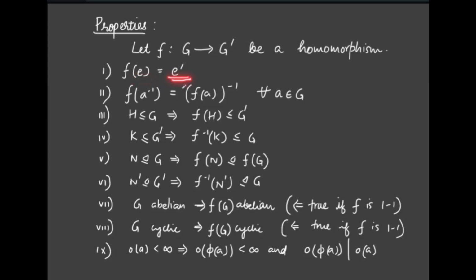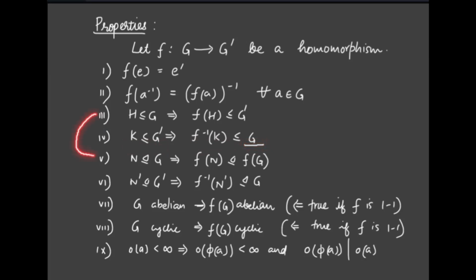f(e) = e'. Then f(a⁻¹) = f(a)⁻¹. Then H a subgroup of G implies f(H) is a subgroup of G', meaning a subgroup is preserved. If H is a subgroup of G, then f(H) becomes a subgroup of G'. The inverse is also true. If K is a subgroup of G', then its pre-image is a subgroup of the domain group G.